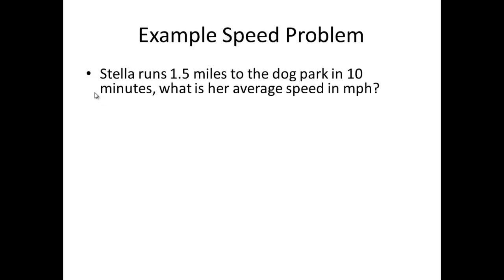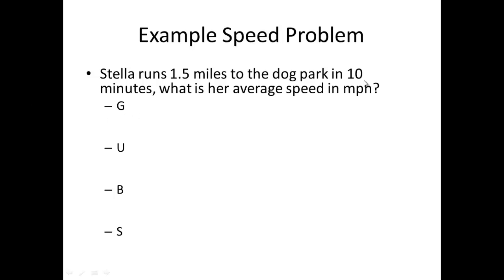So we want to use our GUBS method to write out what we already know, what we want to know, and what our equations are. So we have our G for given, our U for unknown, B for basic equation, and S for how to solve or what your solution is. So let's start with our givens.